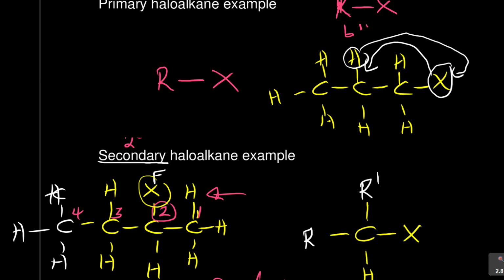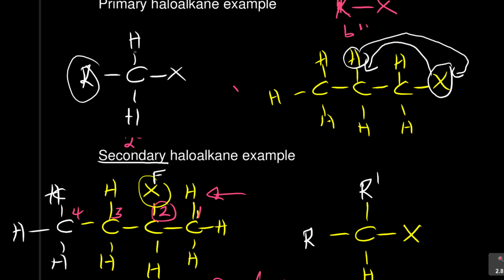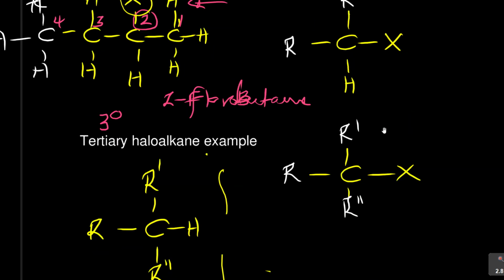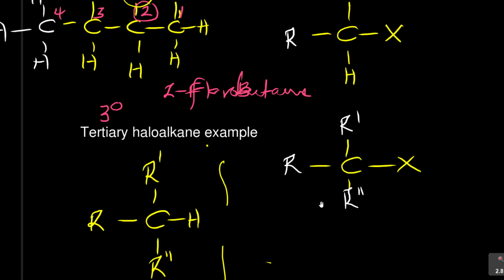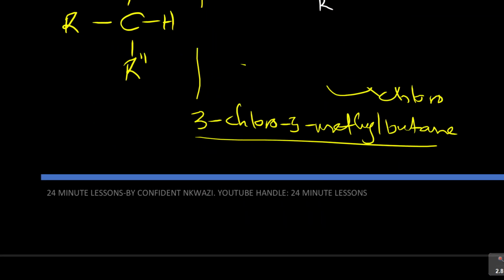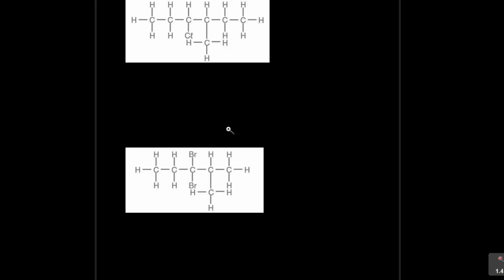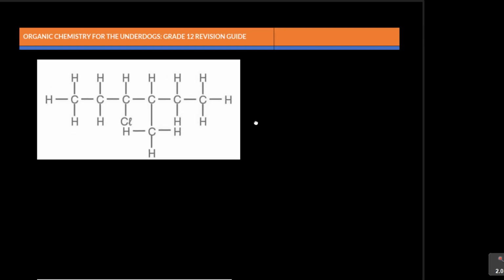I can actually convert this to say I've got C, then I've got R, here I've got H, here I've got X, and here I've got H. So it's got only one R with 2 H. Here I've got 2 R with 1 H. Here I've got 3 R, no H. I think that this is primary, secondary, and tertiary. Are you with me? Now looking at this, let's look at the IUPAC naming. I hope I've laid enough foundation for you.